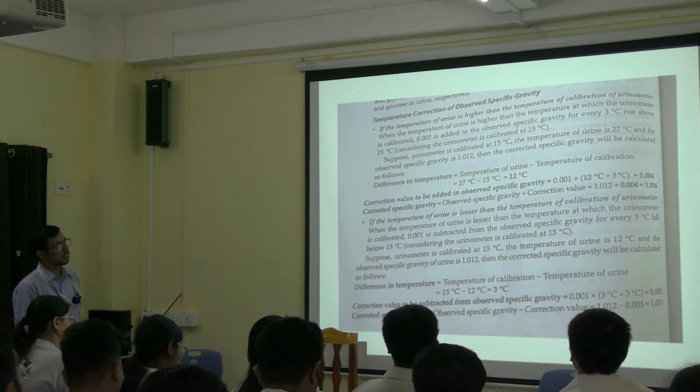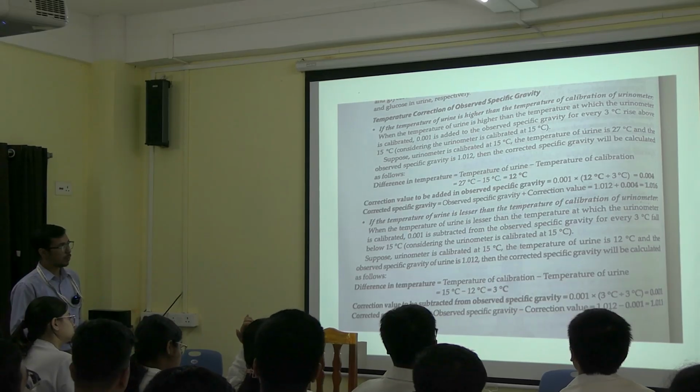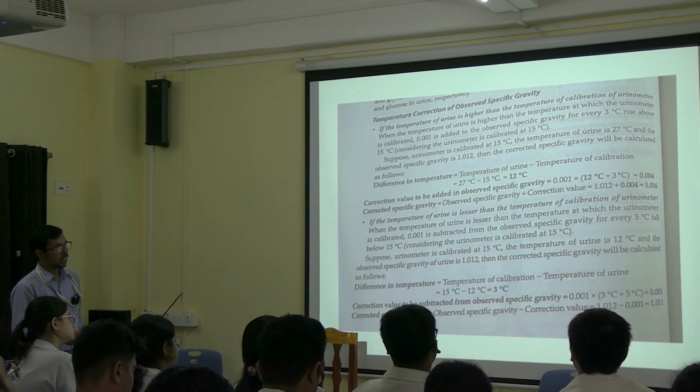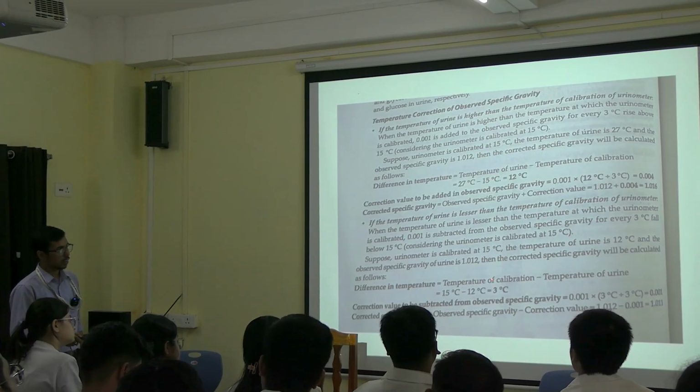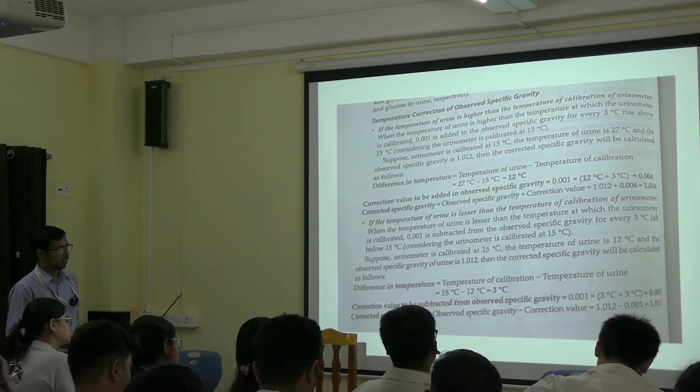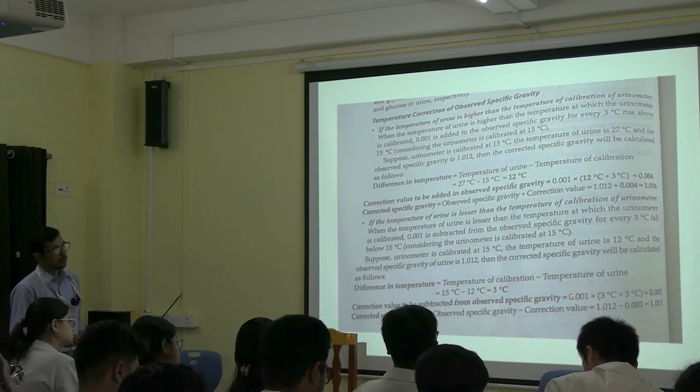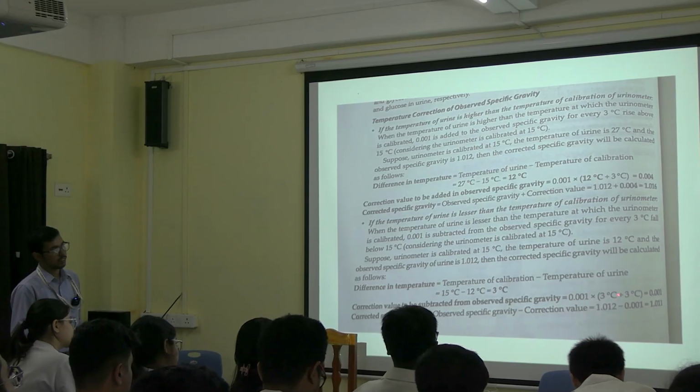Similarly, if the urine is at a lower temperature than the calibration of the urinometer, that is, let's say your calibration is at 15 degrees and urine is at a lower temperature, that is 12 degrees. So difference is 3. So here again we will multiply this by the difference. Okay, so we will divide the difference by the change of temperature, that is 3.